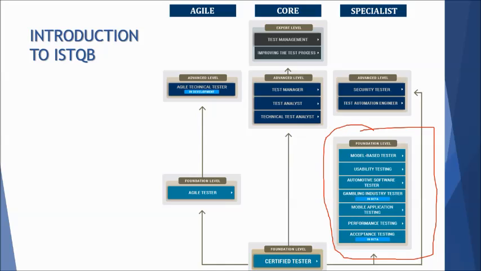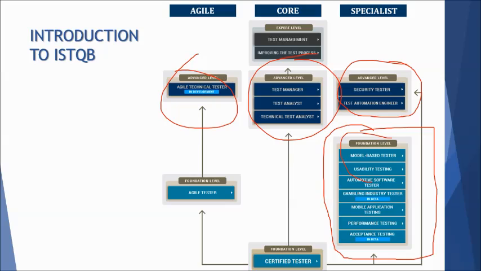So we have 4 different trees and branches in this now. One is the agile, which is altogether a separate thing. Then the core, which is here. Then we have advanced level on certain things. And then one tree is the foundation level of some of the other modules. So we have 4 branches in this tree as of now. Earlier we had only 3 of them.